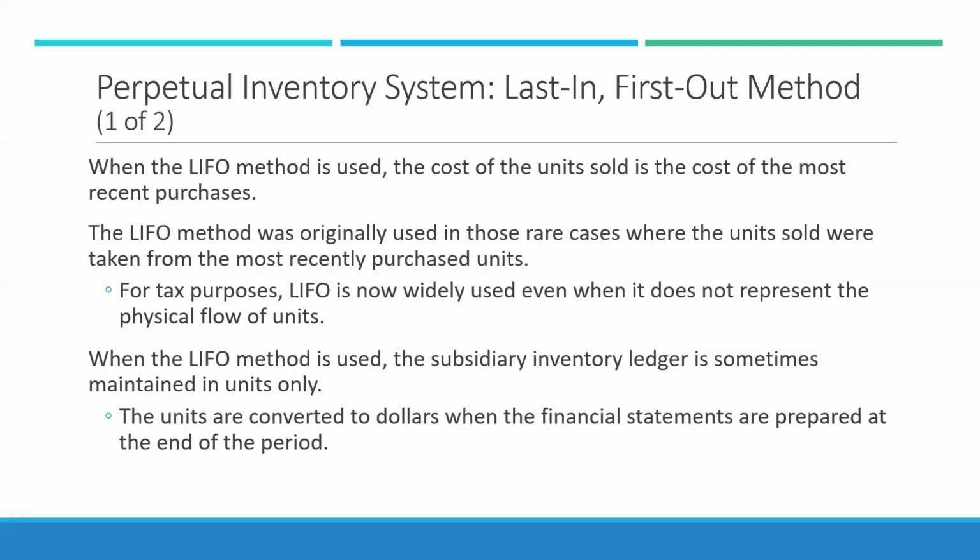Also, a lot of times when the LIFO inventory method is used, the subsidiary ledger is only in units. For example, they'll just record barrels of oil, and then the bean counters, the accountants at the end of the year, go back and do all the math and record the dollars just for the financials and the tax documents. It's a big calculation at the end of the year.